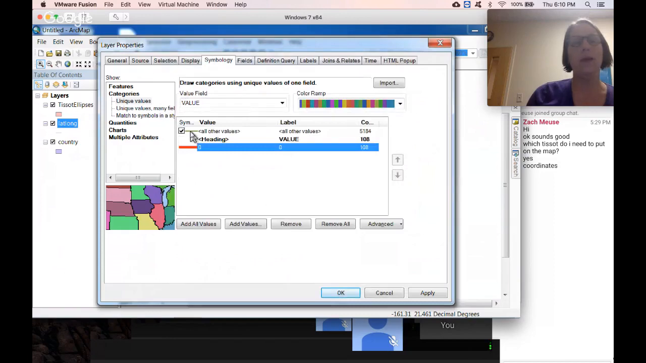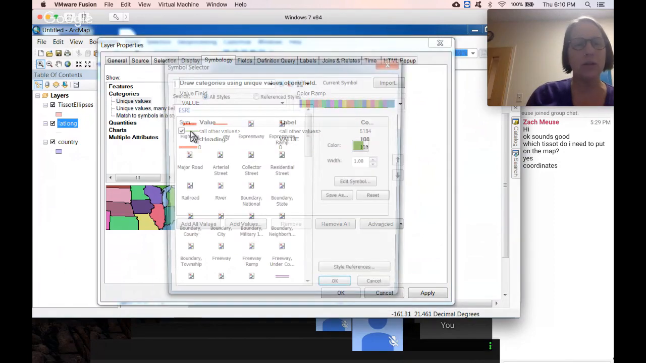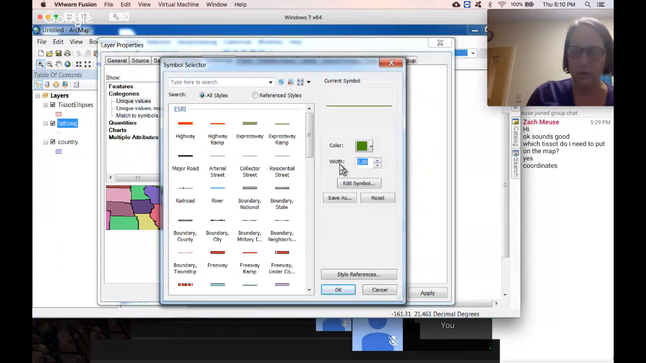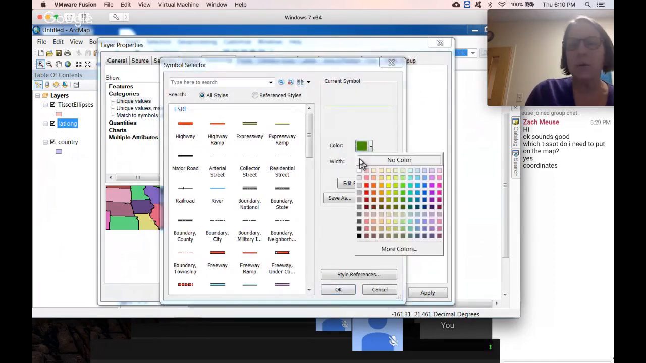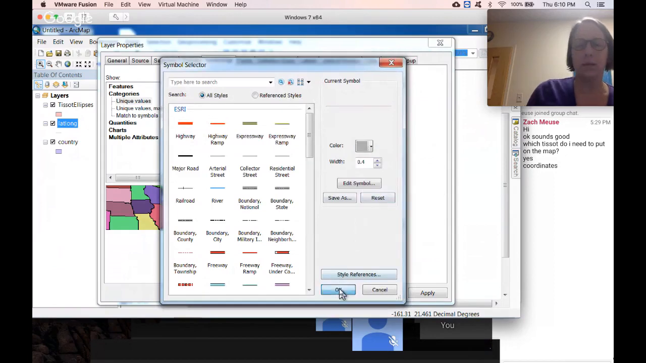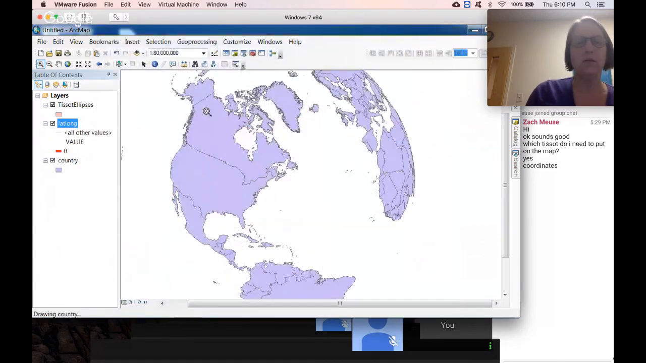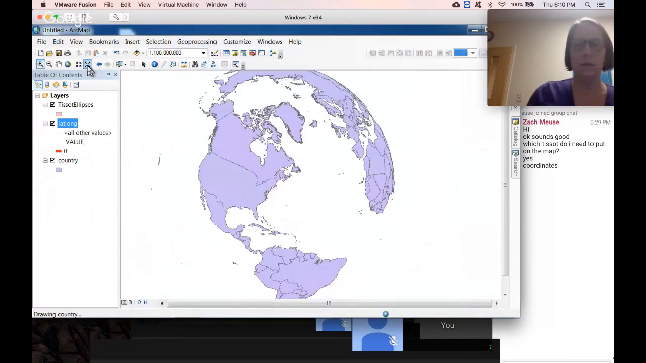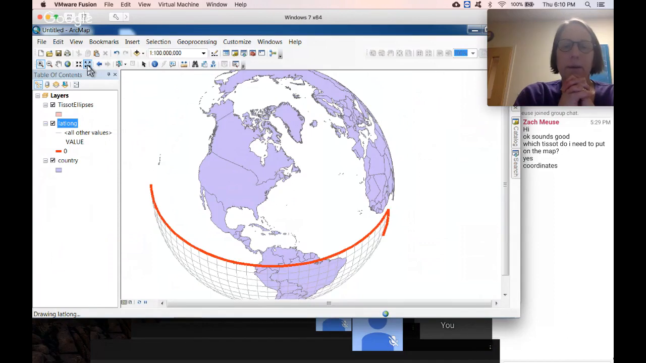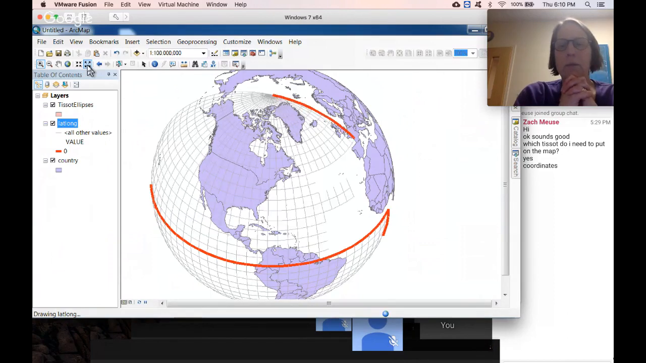And all other values, the checkbox is checked. I'm going to click that patch right there, and I'm going to make them 0.4, pretty small, and I'm going to make them gray. And I'll click OK. Click OK. I want to zoom out a little bit while this is drawing. Just one little step, and I'm going to let it draw. And there's my equator coming in, and my prime meridian is drawing now.